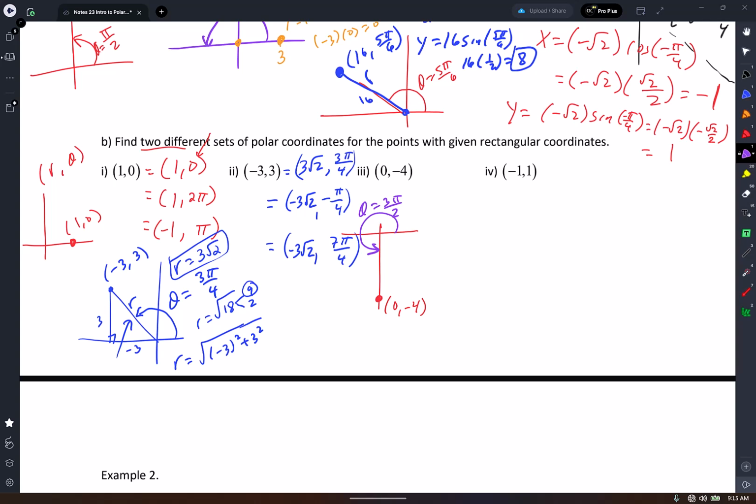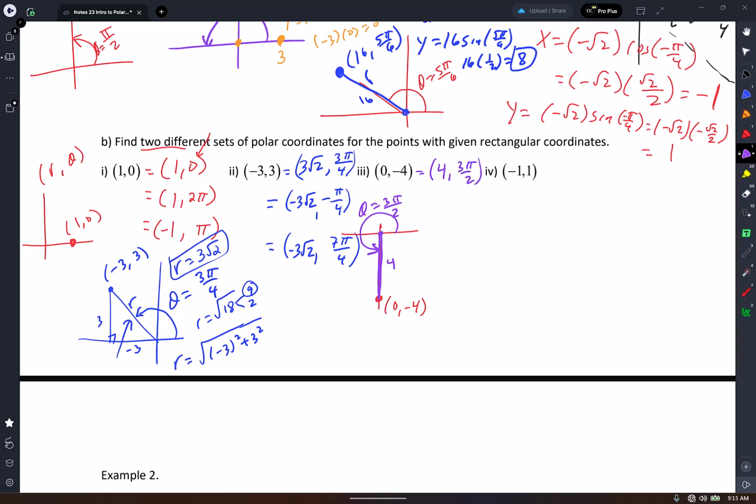And what's the r? This is the easiest one, guys. Anytime it's right on the x-axis or y-axis, you can do Pythagorean theorem if you want, but there's no reason to. That distance is just 4. Do you guys see that? So this is the same thing in polar as saying 4 comma 3 pi over 2.